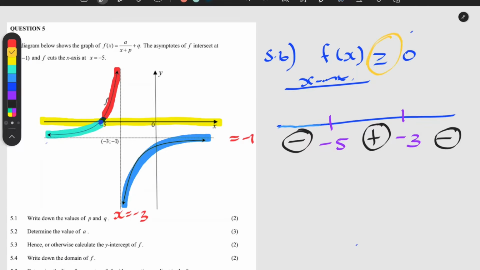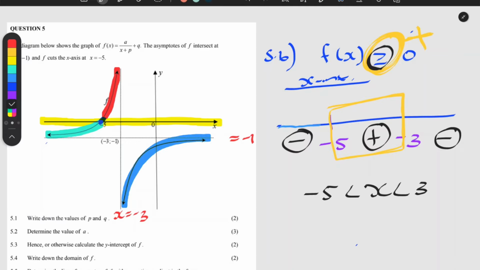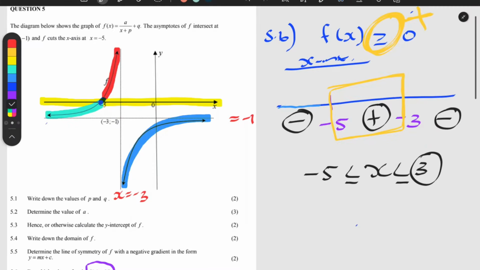Now, do you see this greater than or equal to? It means I only look for the plus signs. So I have a plus here. There's the plus. So I'm going to write my answer like this. X is between negative 5 and 3. And because the question has an equal sign, I also have equal signs.